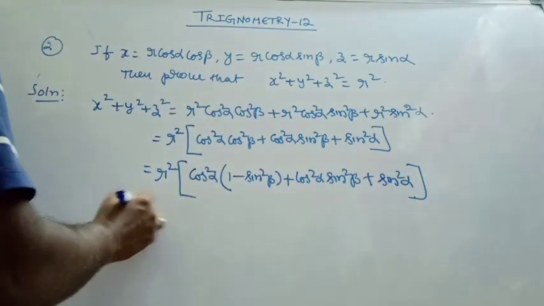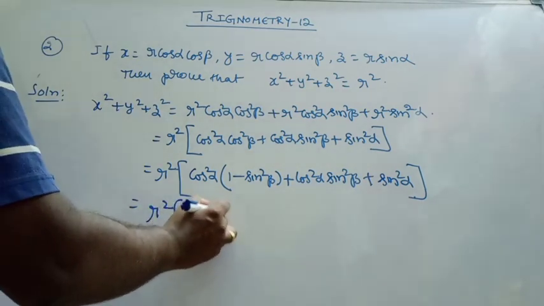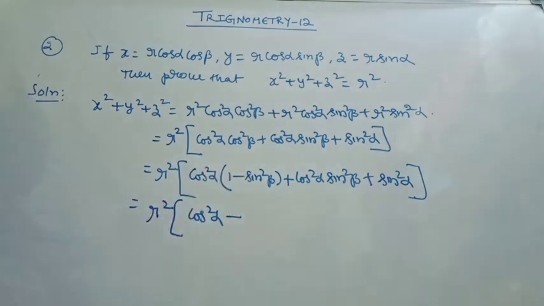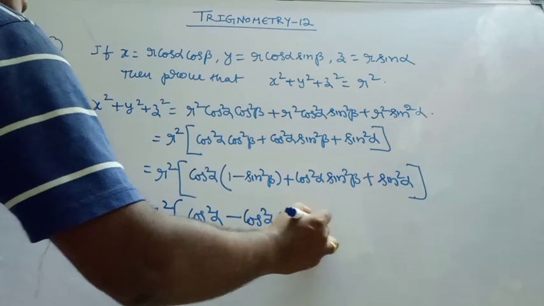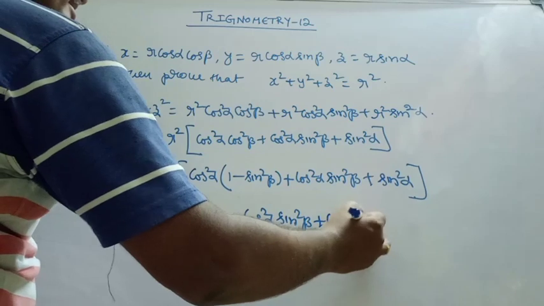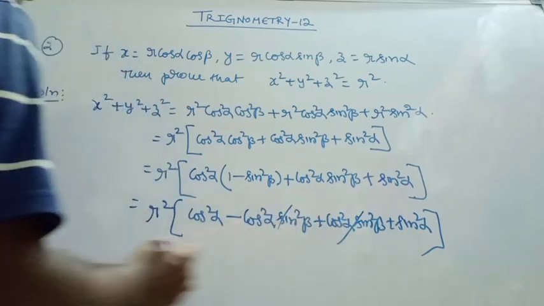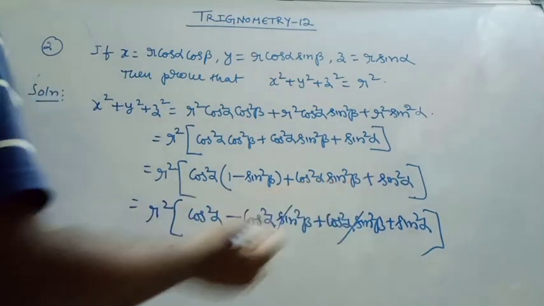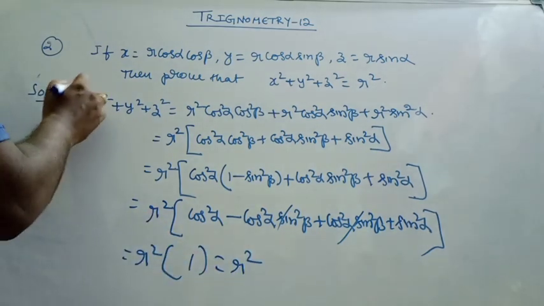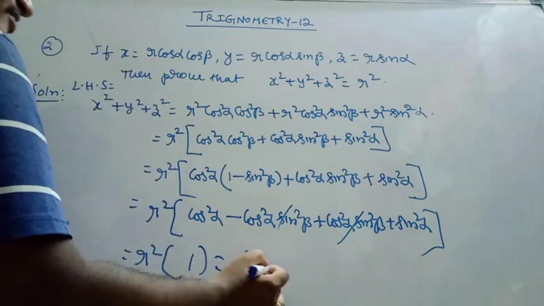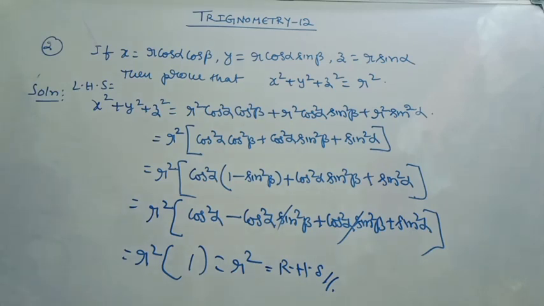Wonderful. This is equal to r square into cos square alpha minus cos square alpha into sin square beta plus cos square alpha into sin square beta plus sin square alpha. This will cancel. Now r square into cos square alpha plus sin square alpha, that is a square relation, it is 1. That's why you have got r square. You have taken the left hand side and you have got wonderfully the right hand side. In this way you will do this particular problem. Okay, fine.